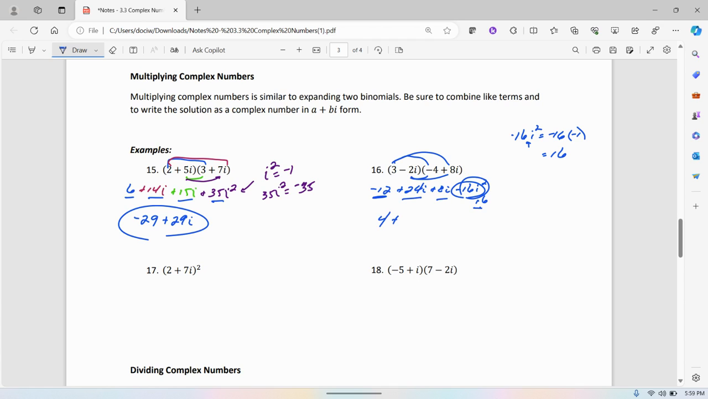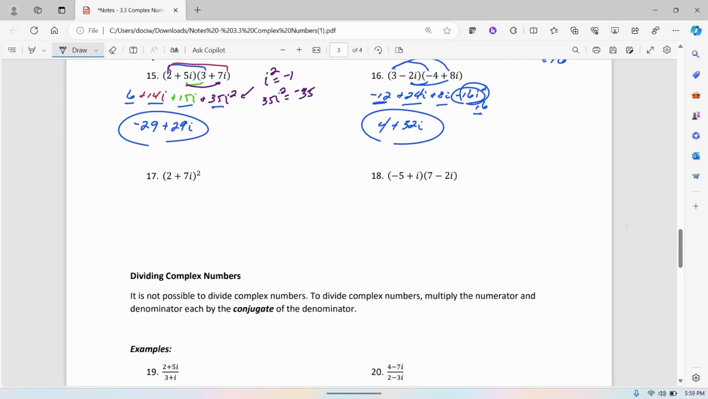24i and 8i is 32i. I should have said this adding and subtracting. I would encourage you to maybe pause the video, try number 17 and 18. And when you're done with that, restart the video and see if you got the same thing that I got.